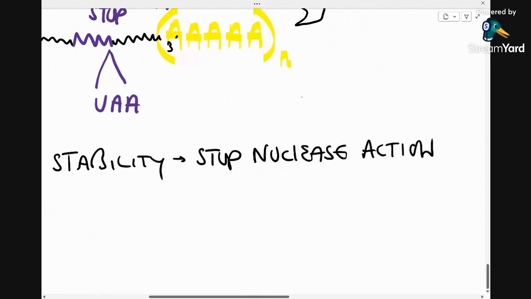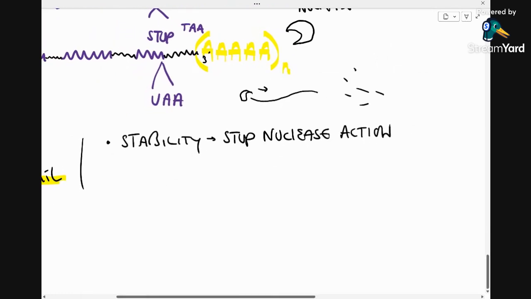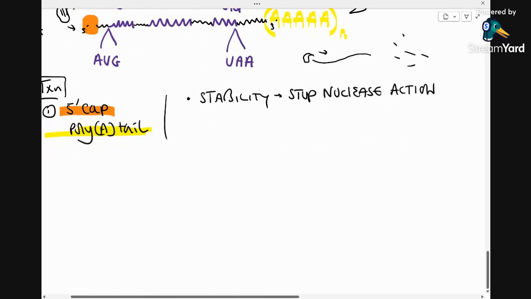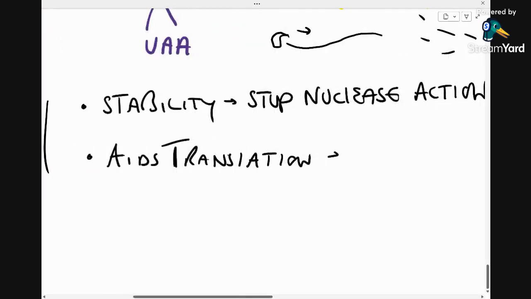Nuclease, don't forget, would take DNA or RNA like this, bind to one end, and start chewing it up into bits, into specific individual monomeric nucleotides. And we don't want that to happen, of course, because we want to translate our sequence. So stability is the first thing. The second thing is it actually aids in the process of translation. It aids in ribosome binding.